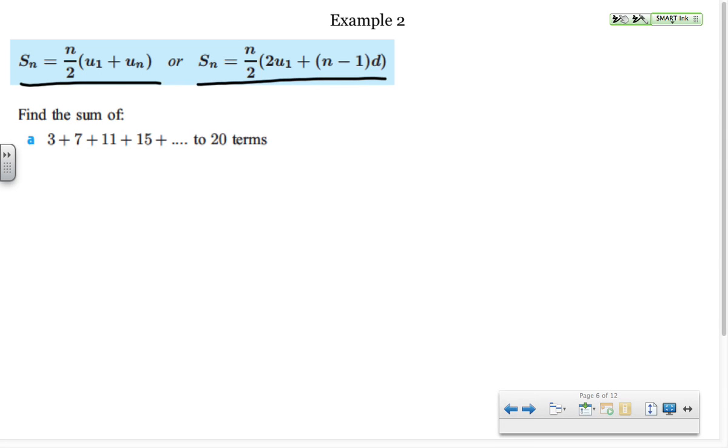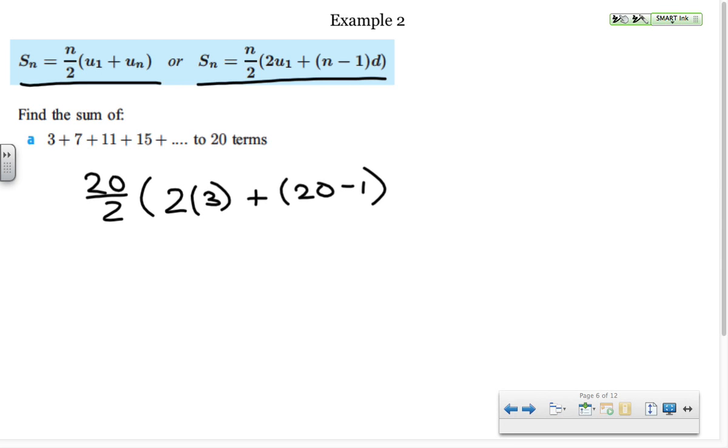So in this case, I have 20 over 2 times 2 times u1, which is 3, okay, plus n, which is 20 minus 1, times d. Now d is my common difference. If I look at this, my common difference is 4. Okay. At this point, I would use a calculator to solve the rest of that. I did use a calculator to solve this problem, and I got 800.